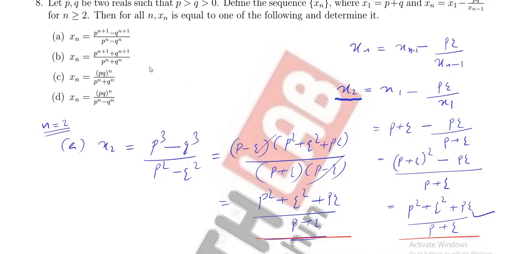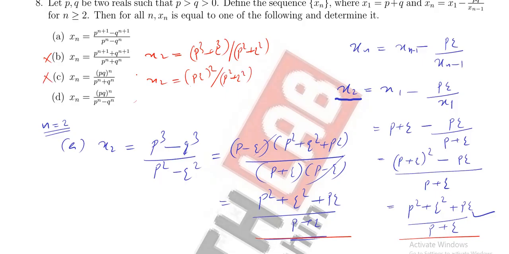And you can verify that in B, C, and D, when n is equal to 2, you won't get this term. Here, when n is equal to 2, you will get p cube plus q cube, and here p square plus q square. Even a simplification is not possible, so this is not the answer. And here x2 is going to be (pq) the whole square by p square plus q square, and that's not the option that we have here, so that's wrong. Similarly, option D is also false. Therefore we can choose the first option as the answer.